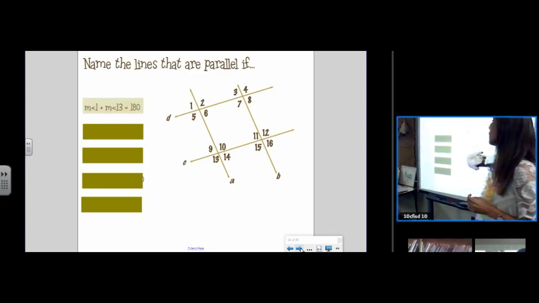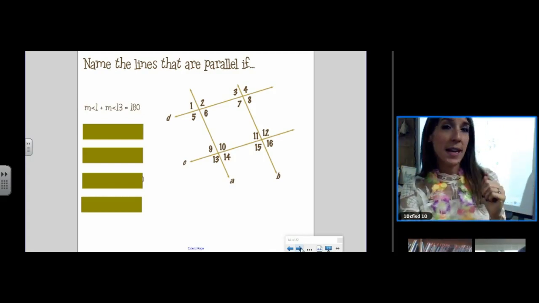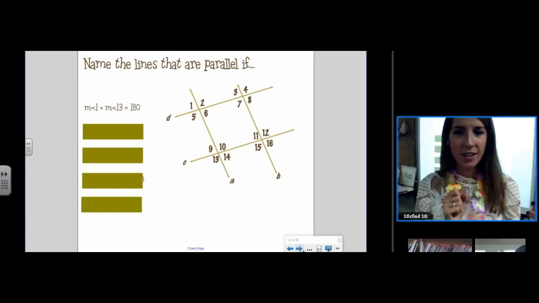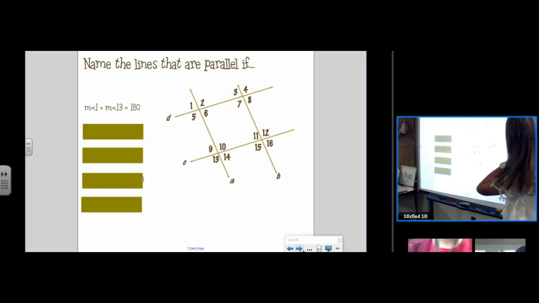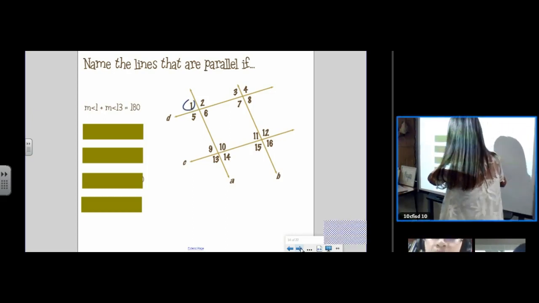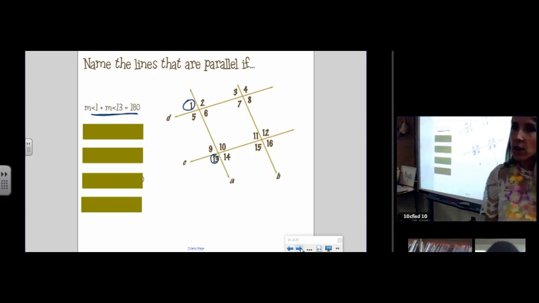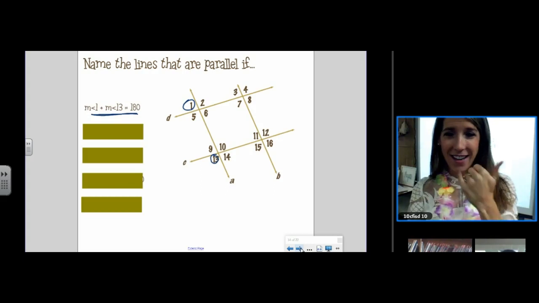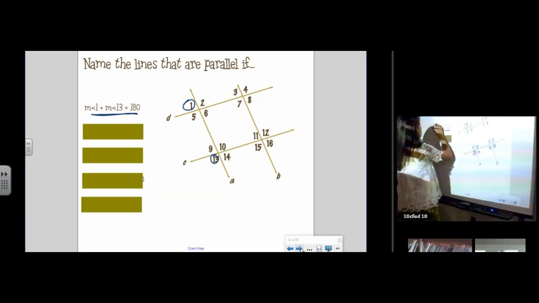Let's reveal the first piece of evidence. Think of this as a piece of evidence being submitted, and it's your job to be like, oh yeah, they're parallel, or no, that's not good enough. That doesn't fit. Here we go. Angle 1 and angle 13 add up to 180. How do you always begin? You say the vocab word. What's the vocab word? You already did it. Good job. Same side exterior angles.